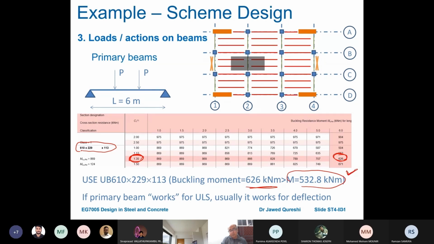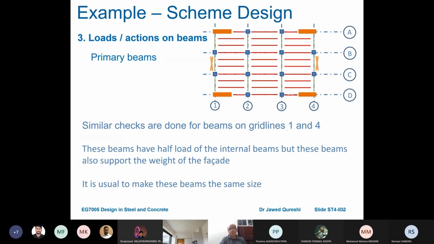If it is not fine, then we can go to a higher section and revise it. Now, if the primary beam works for ULS, then it normally works for deflection. So deflection is going to be fine, so don't worry about deflection. Similar checks can be done for beams on grid 1 and 4. These beams have half the load of internal beams, but they also support the weight of the facade. And again, it's common practice to make these beams the same size.